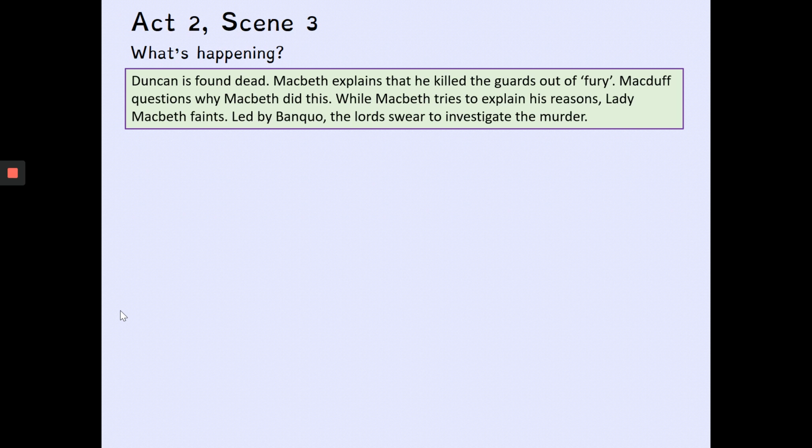So, led by Banquo, this is quite an important subclause here. The men are led by Banquo. The lords swear to investigate the murder. Now let's look at what's said.